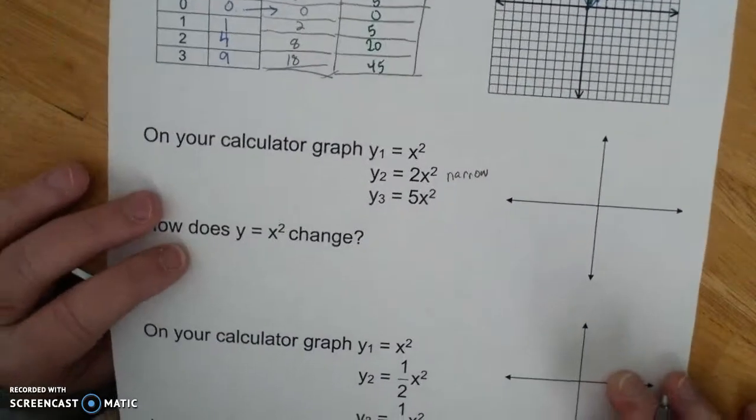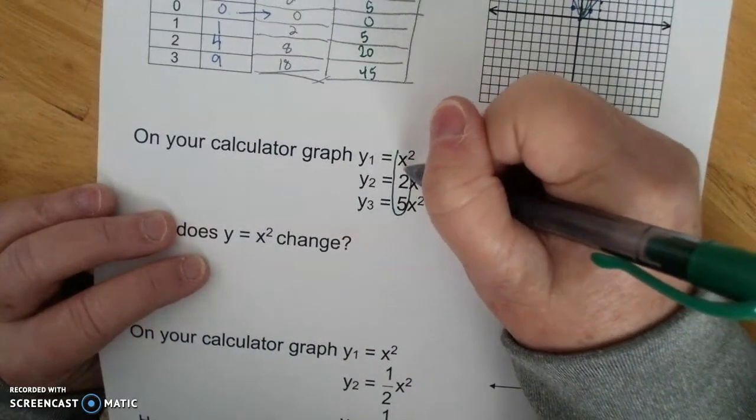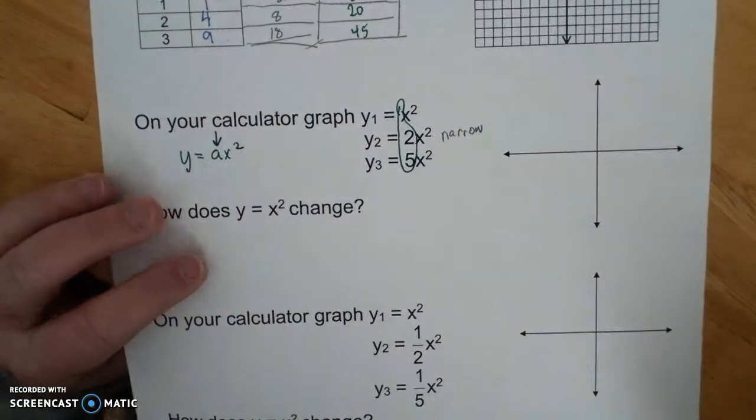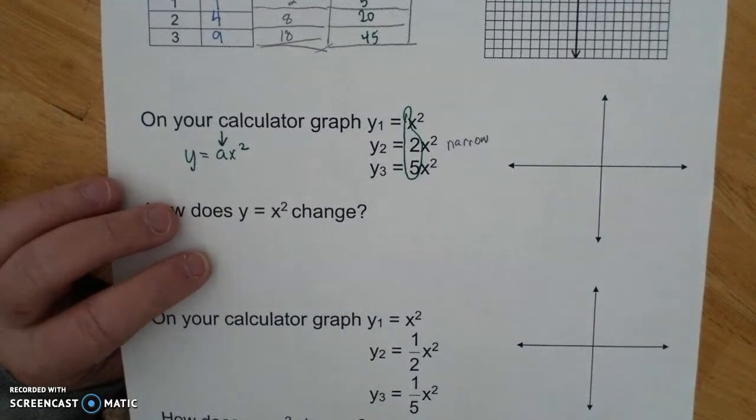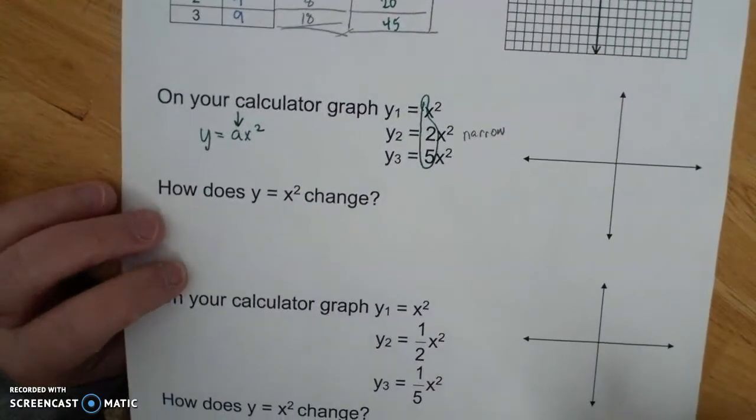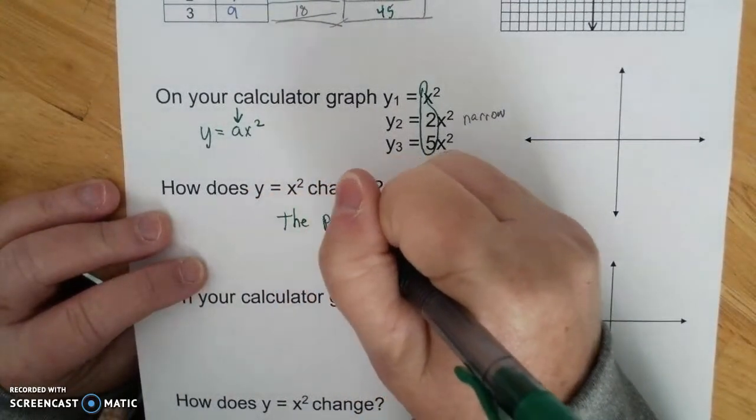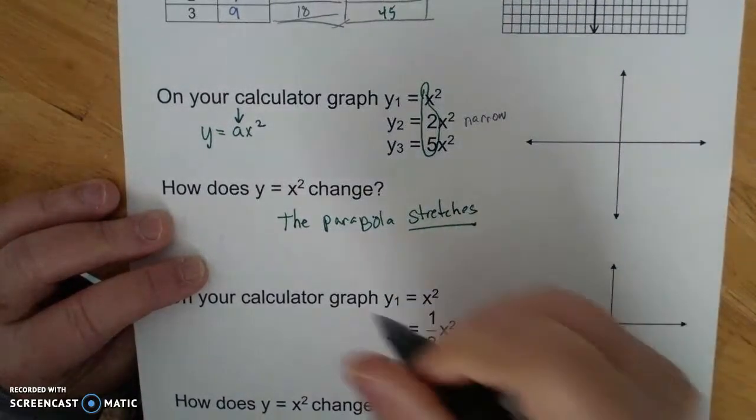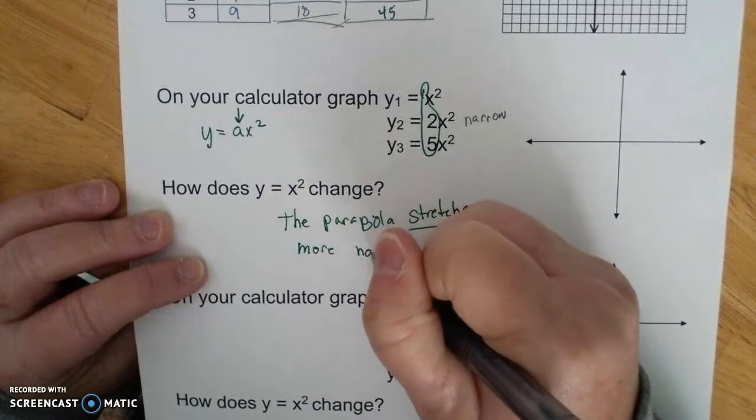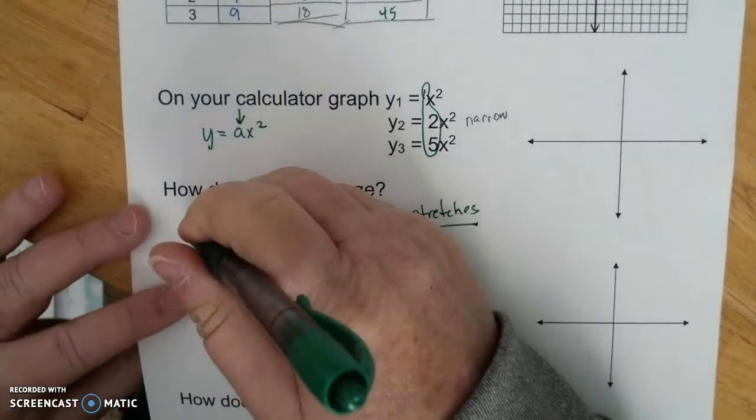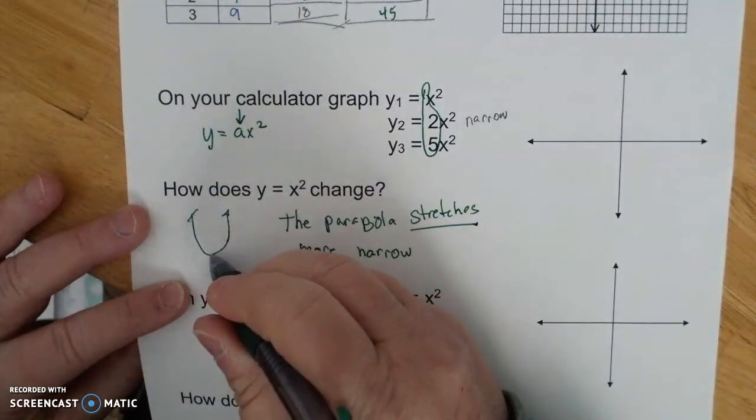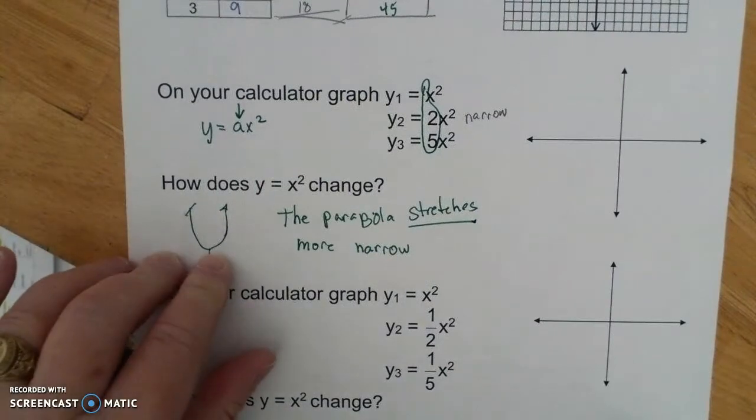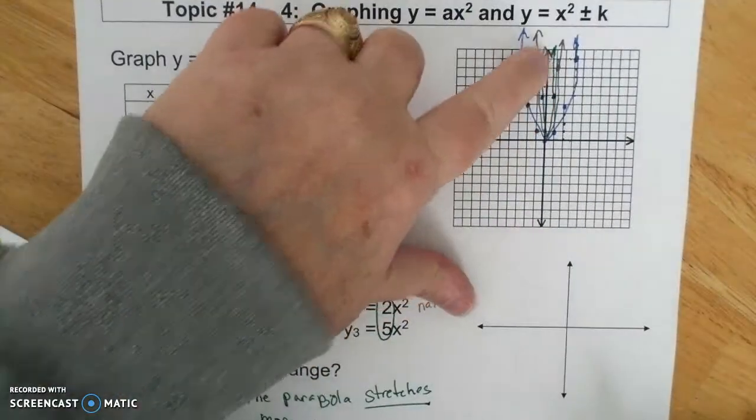Okay, so what is affecting it is this coefficient right here. If y equals ax squared, this is what makes it narrower or wider, and this becomes narrow. So the parabola stretches. You need to know that word, and it becomes more narrow. So if you had a rubber band and you pull here, it would cause it to stretch and become more narrow. But the vertex doesn't change, it's just pulling narrow.